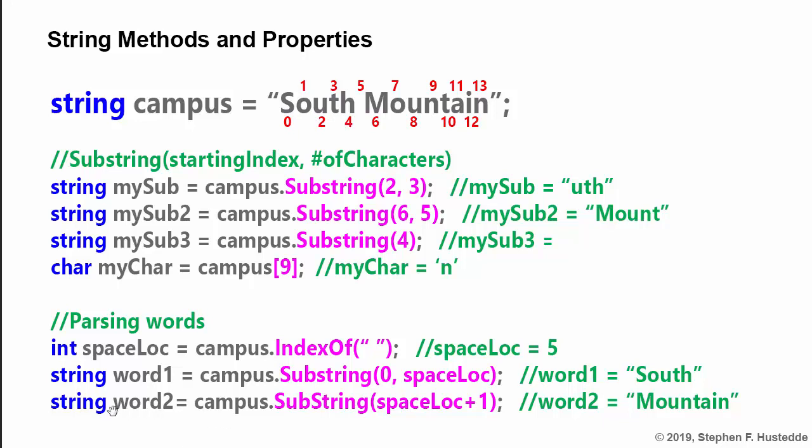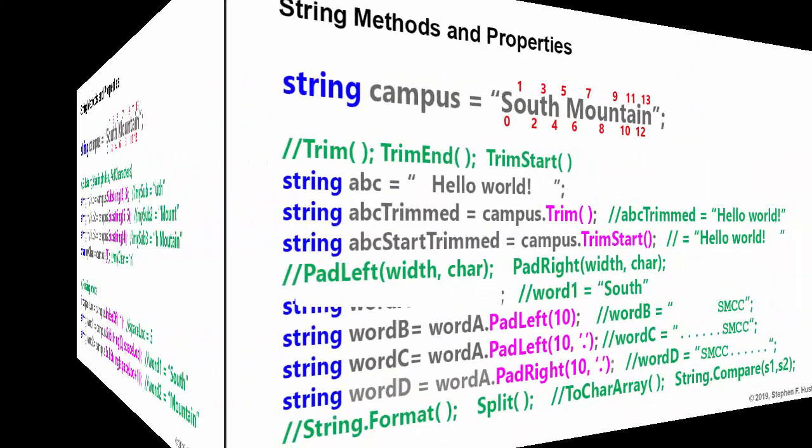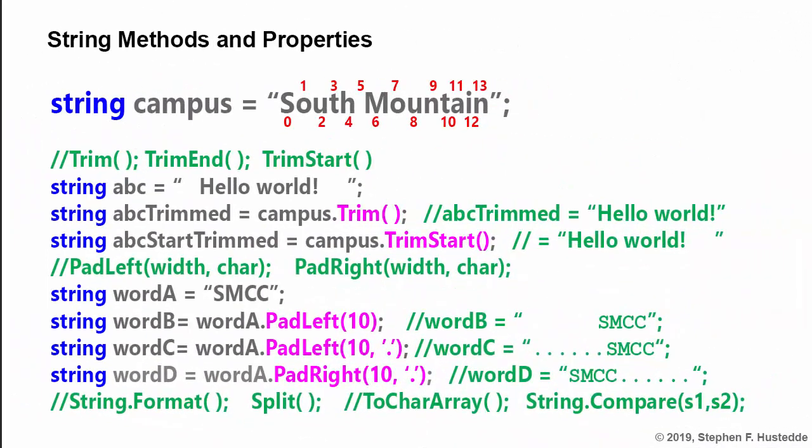Same way for word 2. I create a string variable called word 2 equals campus.substring. Here I'm simply going to take spacelock plus 1. So the location of my space goes to the next character, which in this case would be 6. And I didn't specify a length or number of characters, so it's going to go to the end. So it takes that last word, or that second word, and places it in word 2, and so word 2 equals mountain.